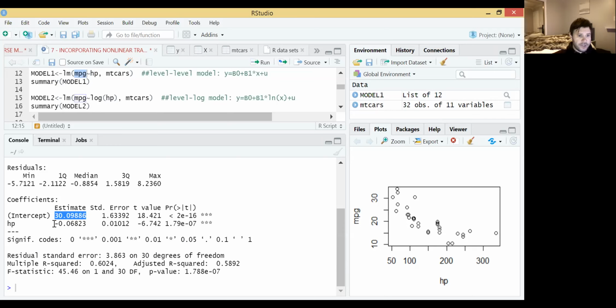And now you'll notice here the beta 1 coefficient, or the beta coefficient on the horsepower variable, is negative 0.06823, which is consistent with our presumption based off of our look at the diagram on the right-hand side here, right? Based on this diagram, we said, hey, it looks like there should be a negative relationship between the x and the y variable.